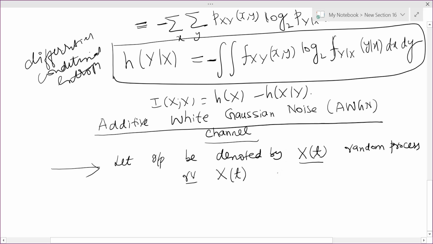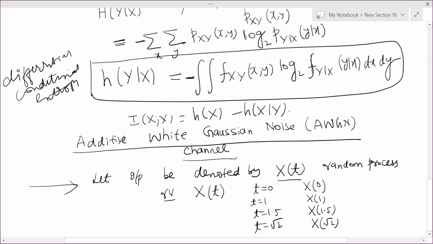It means that at every time, suppose you take t is equal to 0, you will get x of 0. This x of 0 is one random variable. If you take t is equal to 1, then you will get x of 1. This is another random variable. You take t is equal to 1.5, you will get x of 1.5, another random variable. At time t is equal to root 2, you will have x of root 2. So at different times you have a different random variable, and they may have different mean, different variance. In fact, they may have different distribution at every point of time. Then the process becomes very complicated.